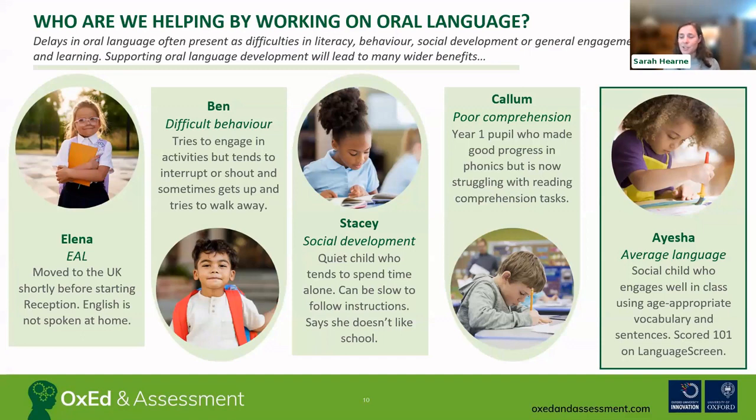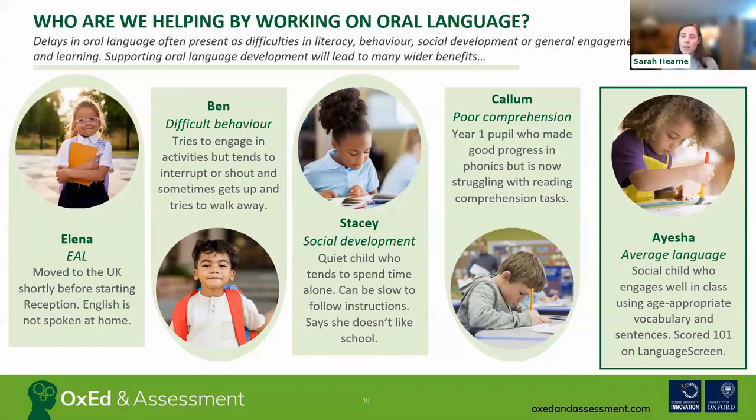Then we've got Stacey. She's quite a quiet child. She struggled to make friends, so she spends a lot of time on her own. She can be slow to follow instructions at times, and she's unfortunately started to disengage. She says she doesn't enjoy school anymore. Then we've got Callum. Callum was making good progress with his phonics in reception, but he seems to have stalled slightly in year one, and he's struggling slightly with some reading comprehension tasks.